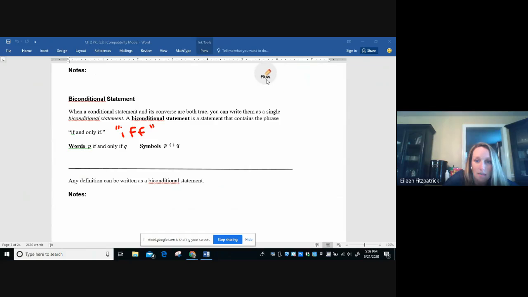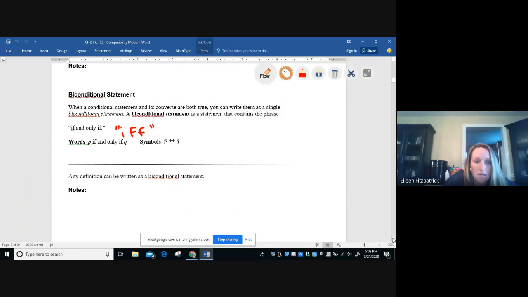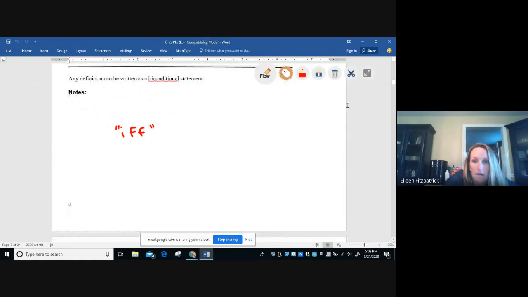So we're going to do a little practice here. Let me just scroll up to give myself some more room. All right, so I'm going to give you a statement and we're going to practice writing the conditional, the converse, the inverse, the contrapositive, and the biconditional. So you can see how this all fits together.